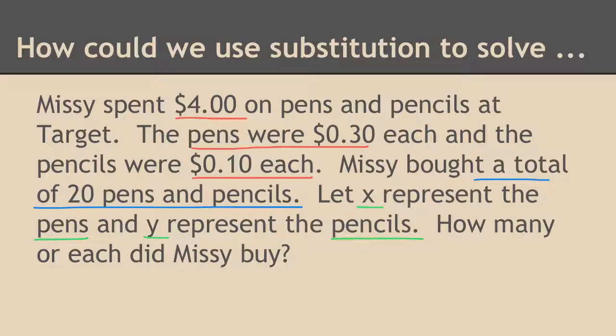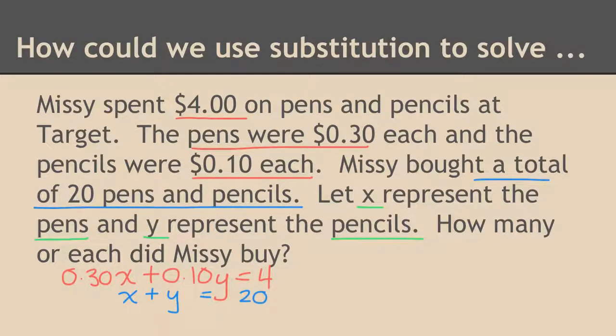So we're going to start off with our equations. So my red equation, I know 30 cents times every pen, which is the x, and 10 cents times every pencil has to equal $4. My blue equation says the number of pens plus the number of pencils has to equal 20.